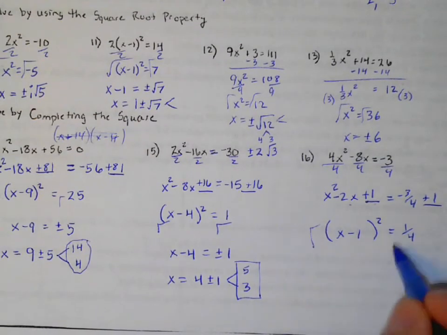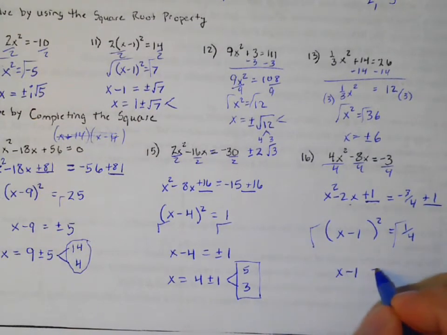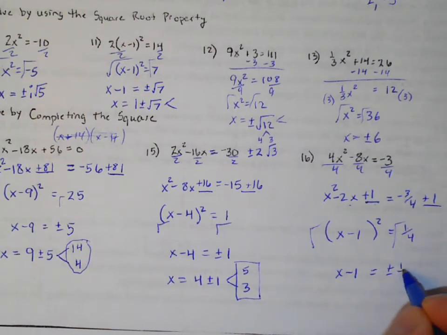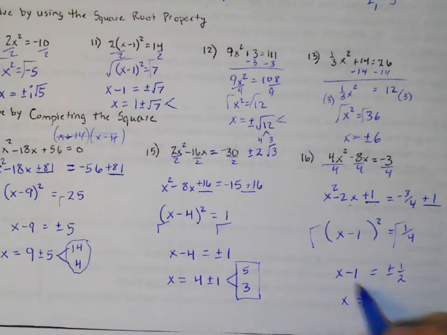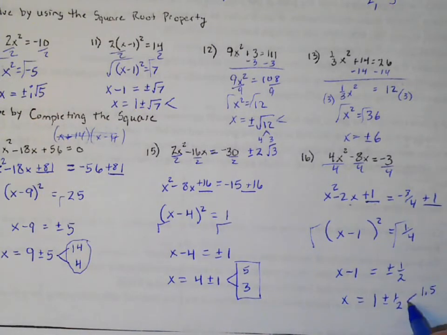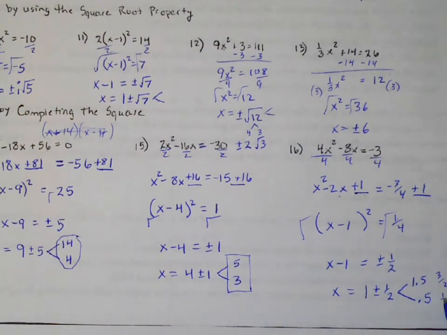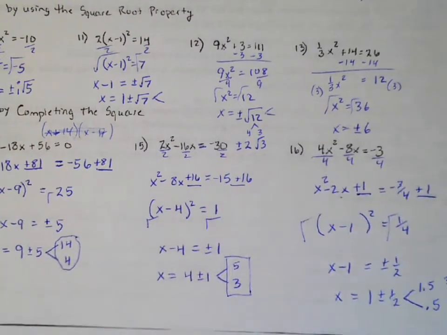Square root both sides. Okay, square root of 1 is 1. Square root of 4 is 2. So you get 1/2. And you will add your 1 to the other side. So it's 1 plus or minus the 1/2. So we get 1.5 when you add and 0.5 when you subtract. Or if you want to, you'd be 3/2 and 1/2, either way you look at it. Okay, so that's how you complete the square.